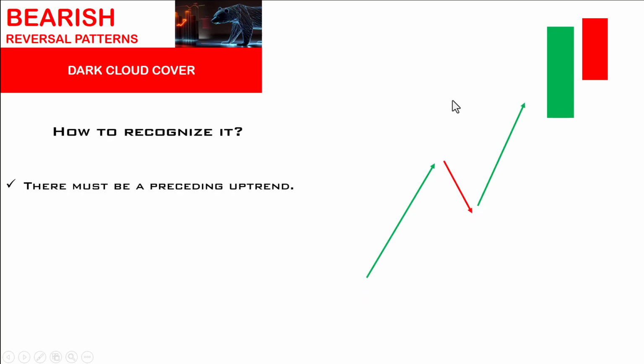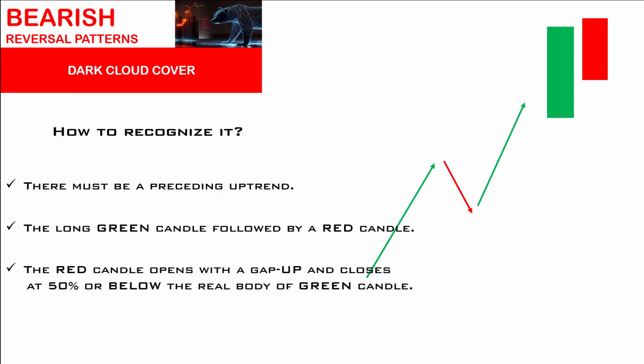There must be a preceding uptrend. This is very key. If you see this one at the bottom of a downtrend, it's another thing entirely. So there must be a preceding uptrend, and then a long green candle followed by a red candle, and then the red candle opens with a gap up and closes 50% or below the real body of the green candle. Sometimes in forex also we see this gap up, maybe at the opening of a day or the opening of the week, but oftentimes you will not see the gap up. It will open at the same level as this one closes.